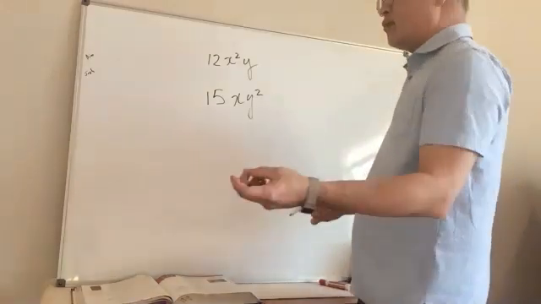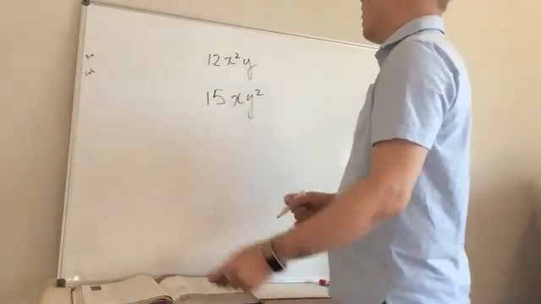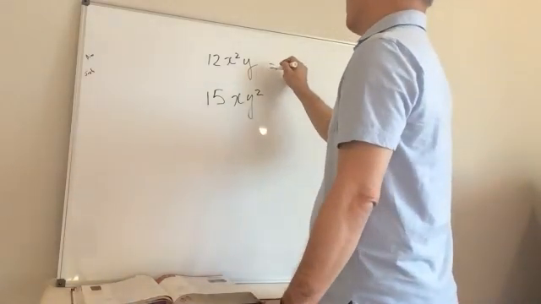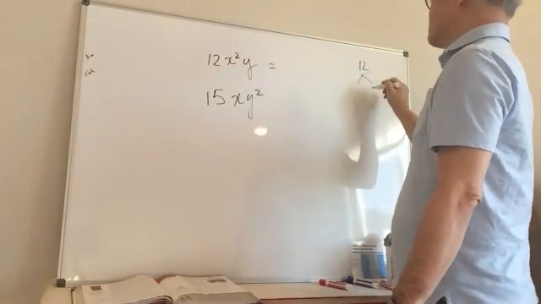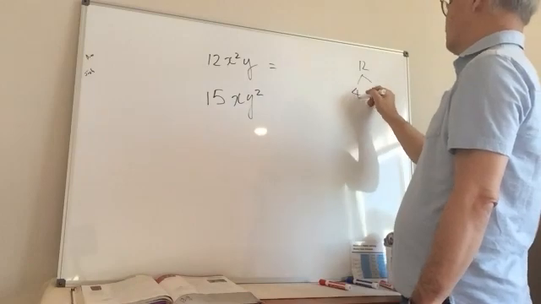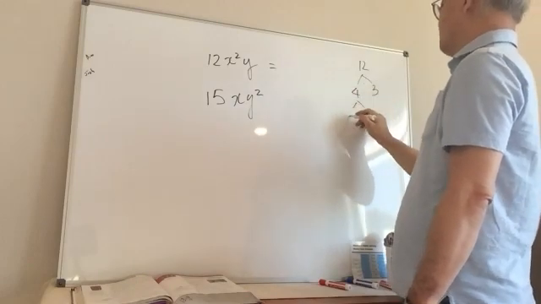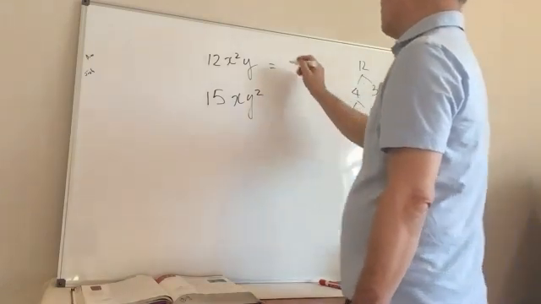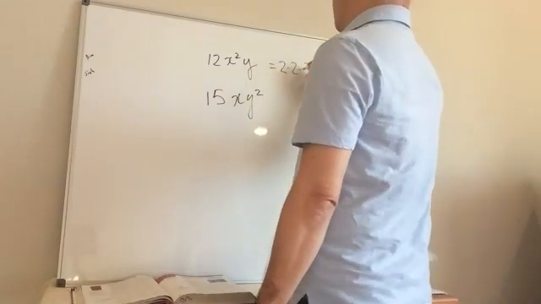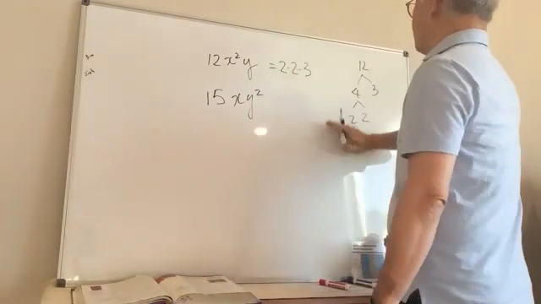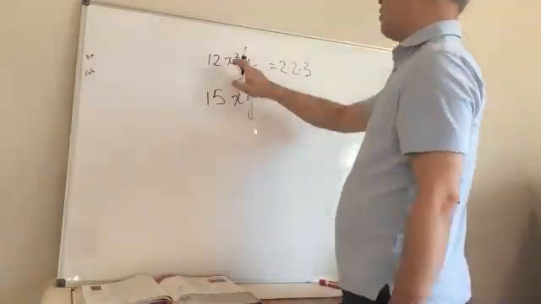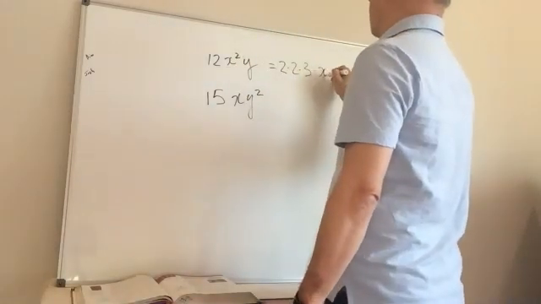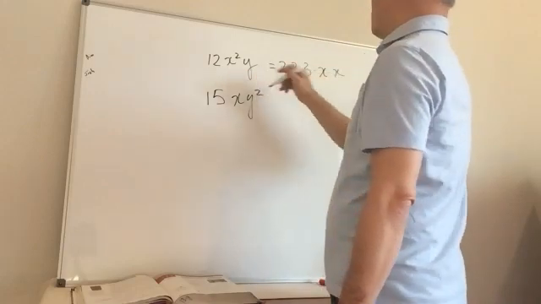The way to do this is that you're going to do the numbers first. The number side is going to be 12. So let's do prime factorization. It's 4, 3, 2, 2, and we're done. So this is 2 times 2 times 3. Then I'm going to take the variables and just write them out. I have 2 x's. I have 1 y.